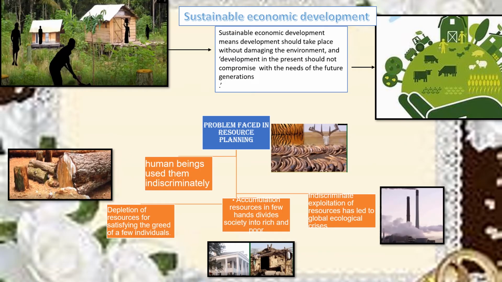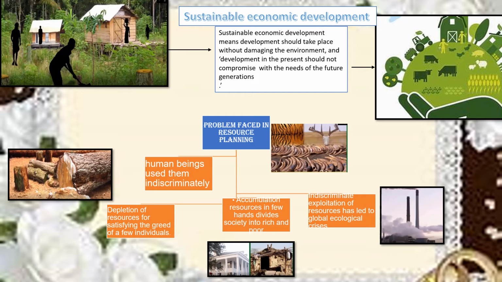Sustainable economic development. What do you mean by this word, children? Sustainable economic development. So let's take an example. Let's say the example of the people living in the forest. People living in the forest, they cut down trees to make houses. They use wood for fire, and also for medicine purposes, etc. But at the same time, these people also planted new trees. So this is called sustainable economic development.